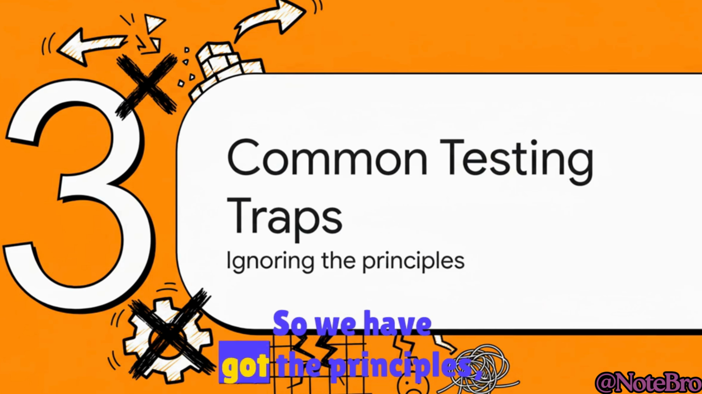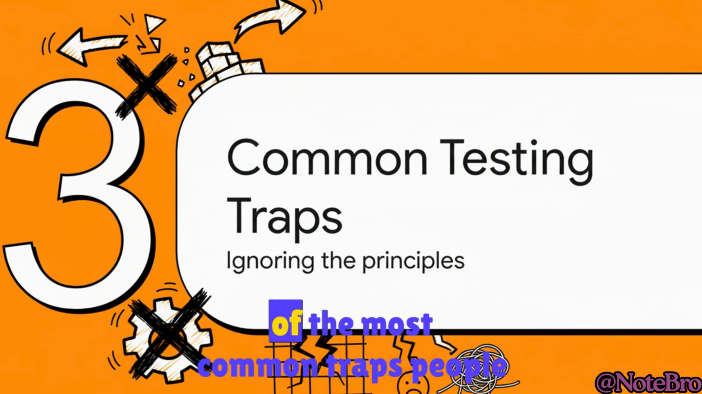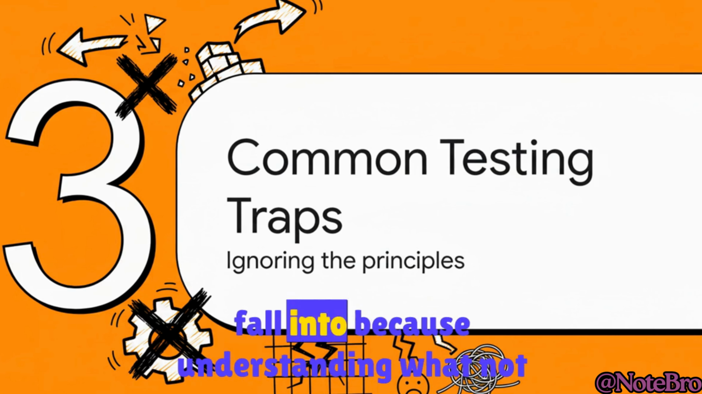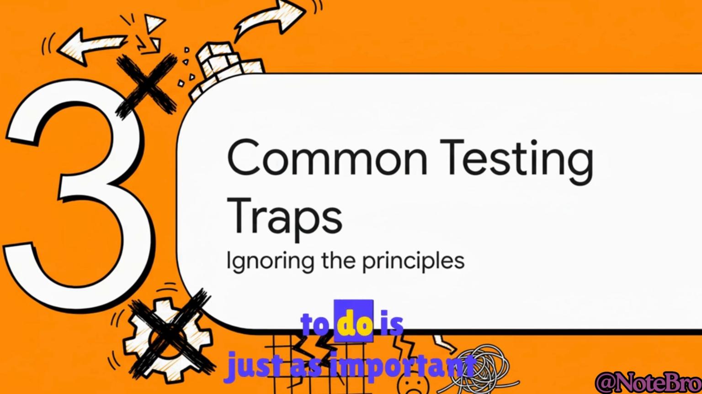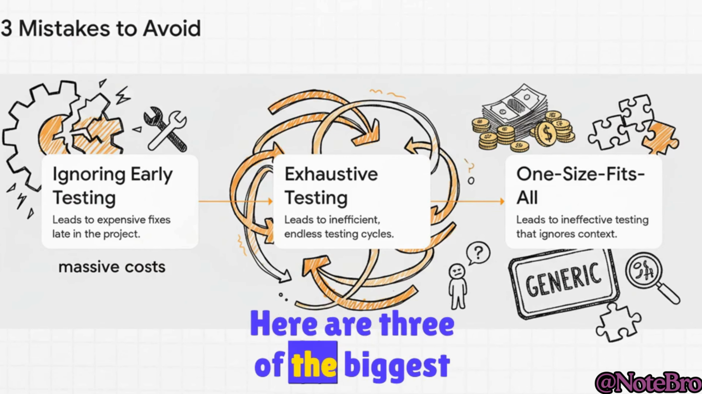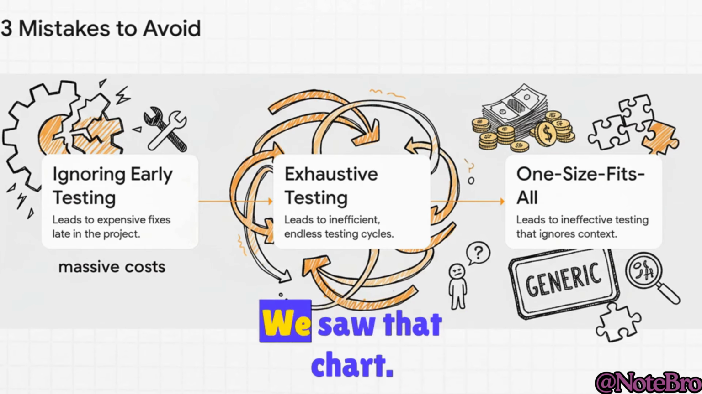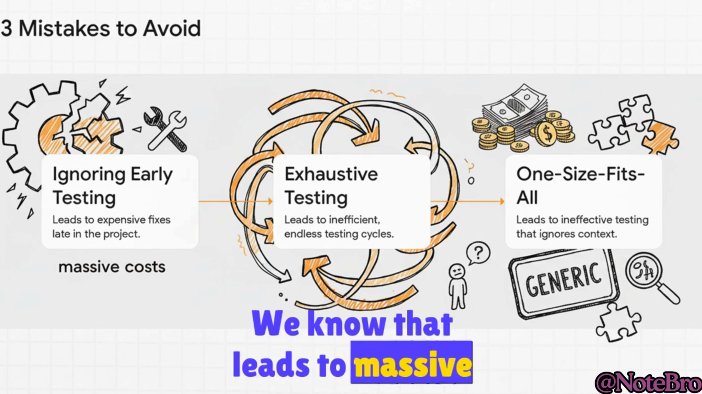So, we've got the principles, but what happens when people ignore them? Let's look at a few of the most common traps people fall into, because understanding what not to do is just as important as knowing the rules. Here are 3 of the biggest mistakes you'll see out there. First, ignoring early testing. We saw that chart, we know that leads to massive costs down the road.